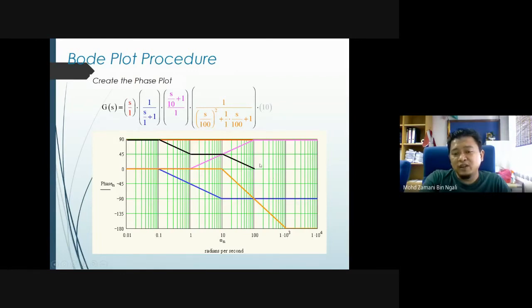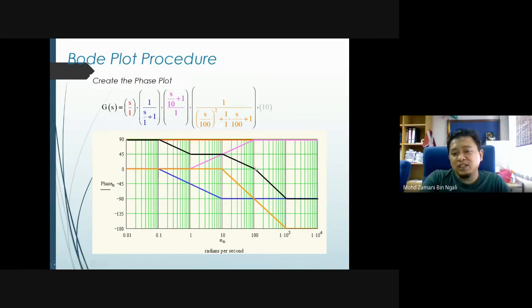But we know that when it reached this point, this magenta line changes its direction again. Okay, it changes from 90 degrees to 0. So it means that this line will go deeper, from negative 90 degrees to negative 180 degrees. Okay, up to this point, we can see that the orange line changes its direction.